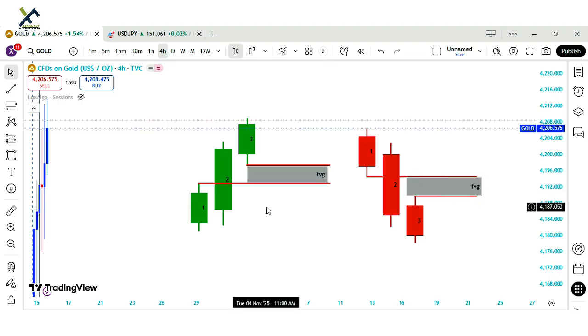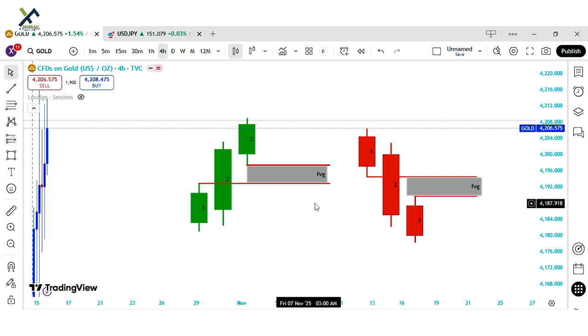One thing I want you to know is that the color of the candle combination does not matter. What matters is the imbalance that is created by their movement. As long as there is a gap between candle 1 and candle 3, that particular gap must be mitigated by the market. So that is what matters more in the market.